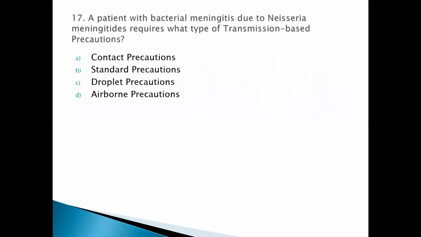Number 17. A patient with bacterial meningitis due to Neisseria meningitidis requires what type of transmission-based precautions? Contact, standard, droplet, or airborne?